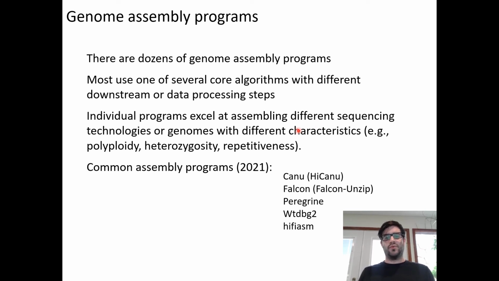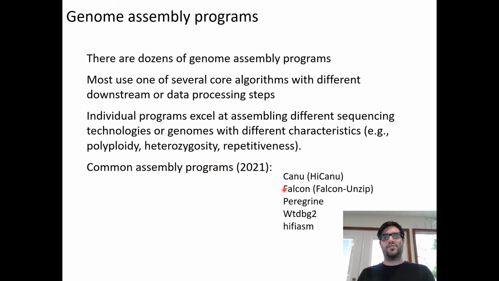And they also work differently with assembling genomes with different characteristics. There are some programs that are really good at assembling large repetitive plant genomes or animal genomes, some that work really well at assembling heterozygous genomes, where the A and B copies of the genome would be very different from each other. And there are some that work really well at assembling polyploid genomes, where you'd have more than 2 copies of every chromosome in the genome. So if you're running a genome assembly project, you can test different programs and find one that works really well for your project. Here are a couple of the common ones that we use in 2021.